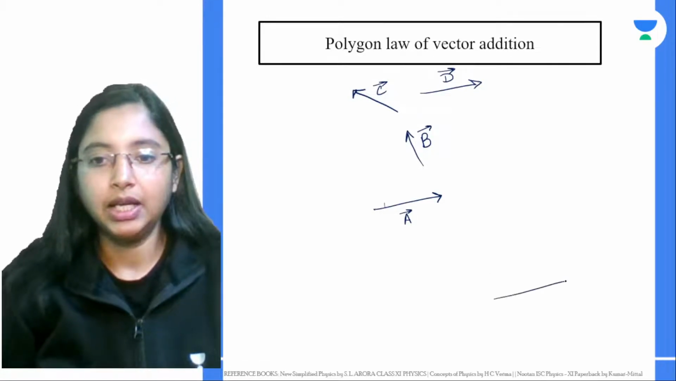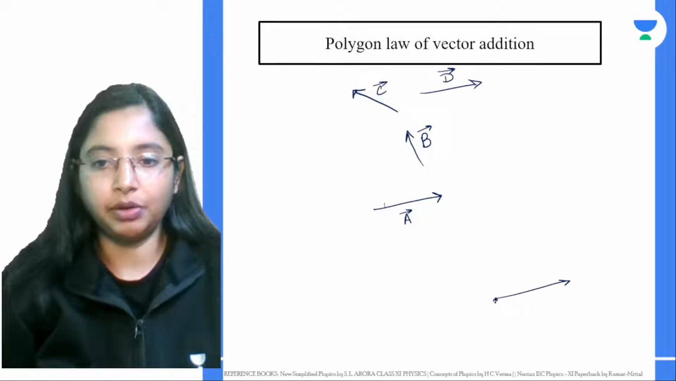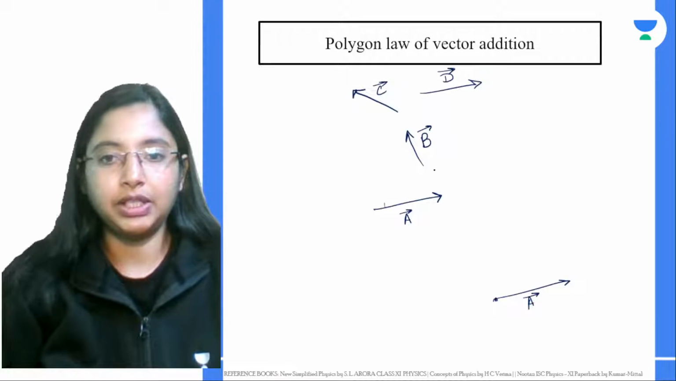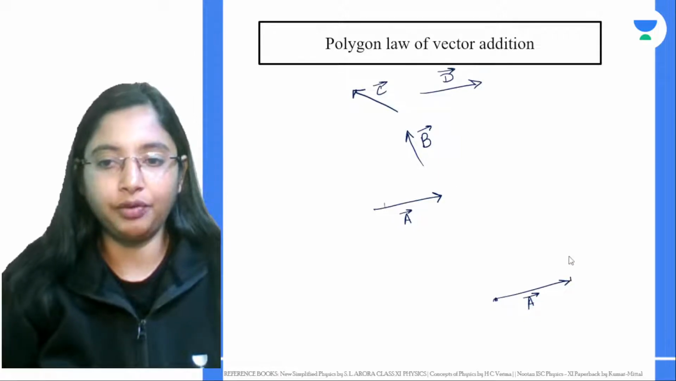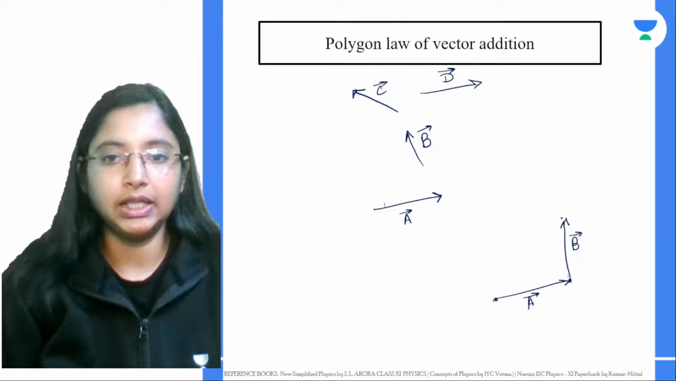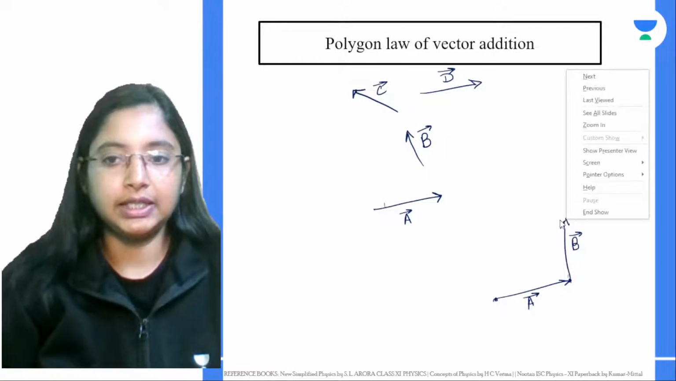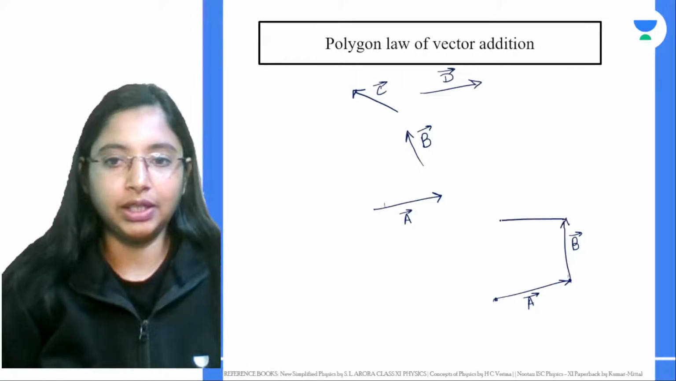Very simple. So this is the starting point, from here to here. This is your A vector. Now the second velocity that was applied, you start from the head of the previous vector, to the tail of this vector, so this would give you the B vector. It's in this direction, right? Now C vector, if you see, is again starting from this point over here and it's acting in this direction. So this is C vector.